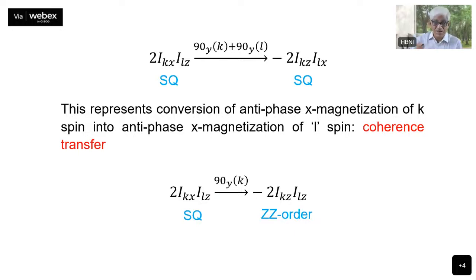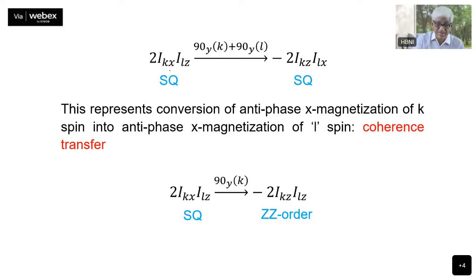Now if I apply the same thing, I apply a 90 Y pulse. Apply a 90 pulse along the Y axis to both the spins K and L.